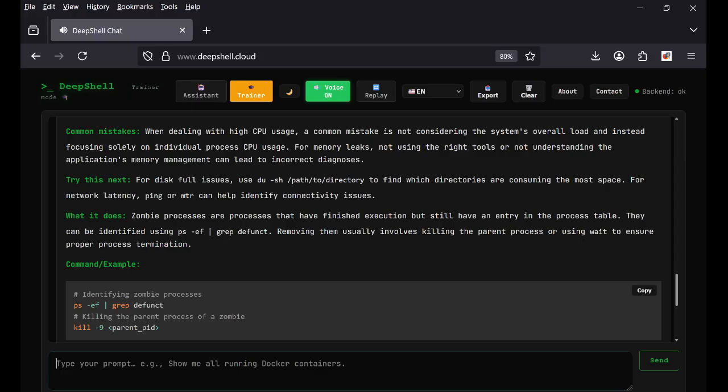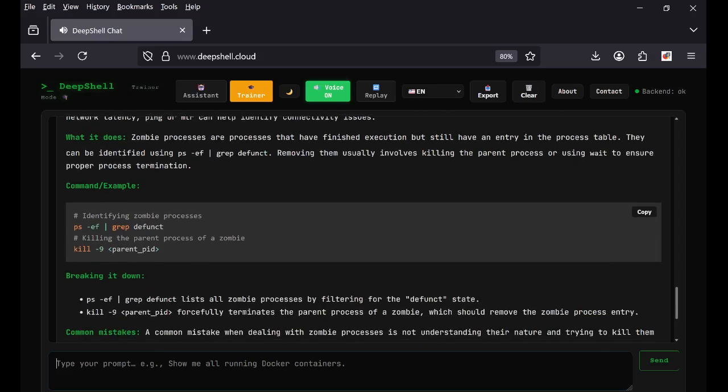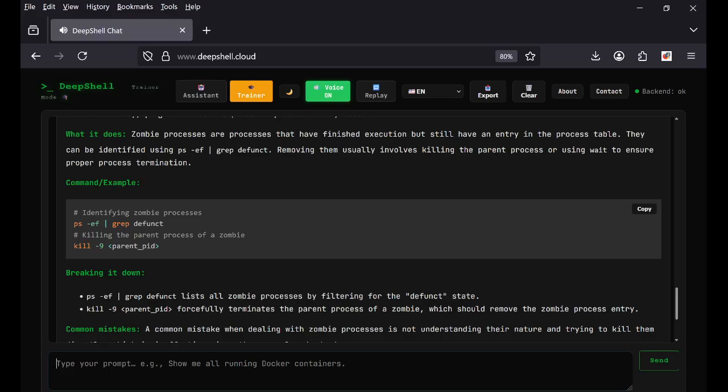Try this next. For disk full issues, use du /path/to/directory to find which directories are consuming the most space. For network latency, ping or mtr can help identify connectivity issues. What it does. Zombie processes are processes that have finished execution but still have an entry in the process table. They can be identified using ps -ef | grep defunct. Removing them usually involves killing the parent process or using wait to ensure proper process termination.